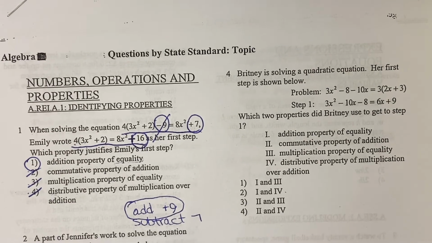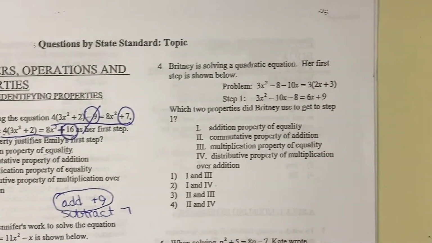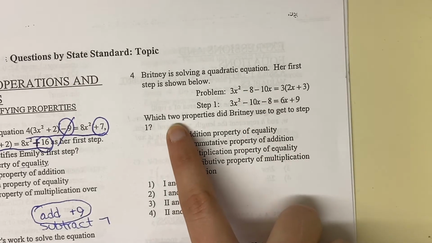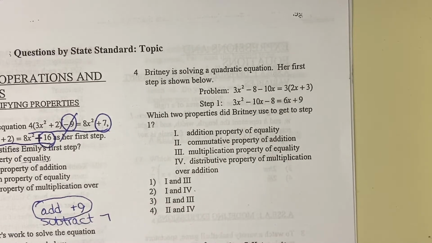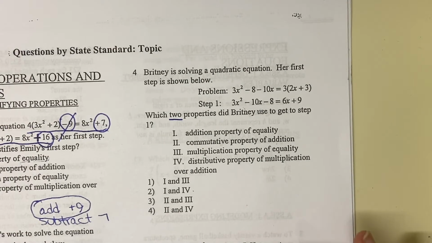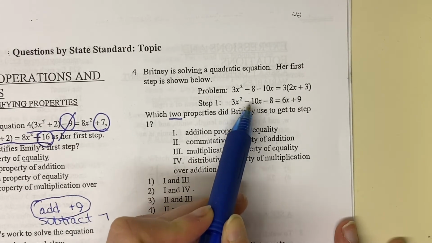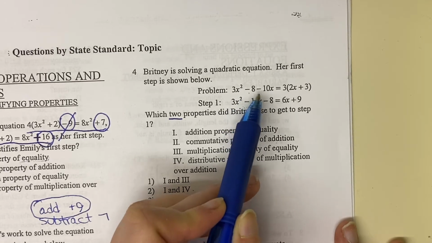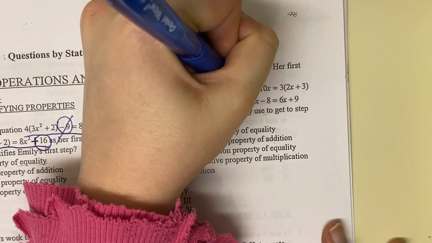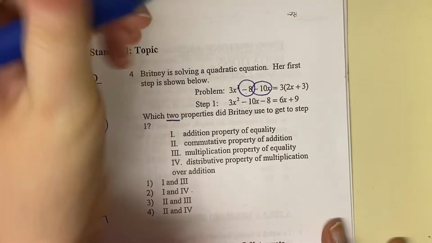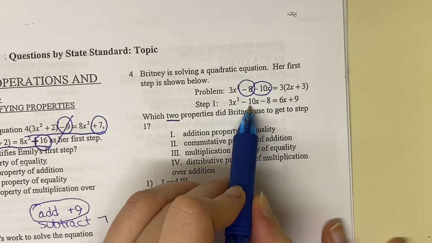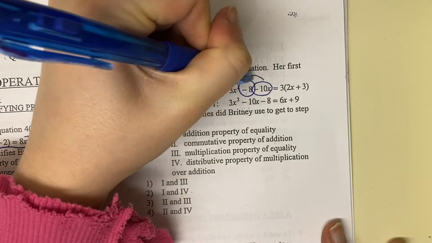And basically, we're going to do the same thing in number 4, looking at the original problem and the first step. We're going to see which 2 properties this girl Brittany used to get to the first step. The first thing that I see is that the negative 8 is no longer in the second spot. The negative 8 is now over here next to the equal sign. So I'm going to circle this and the negative 10x. These have obviously been switched. The negative 8 and the negative 10x have been switched. So I'm going to draw an arrow saying that those have been switched.